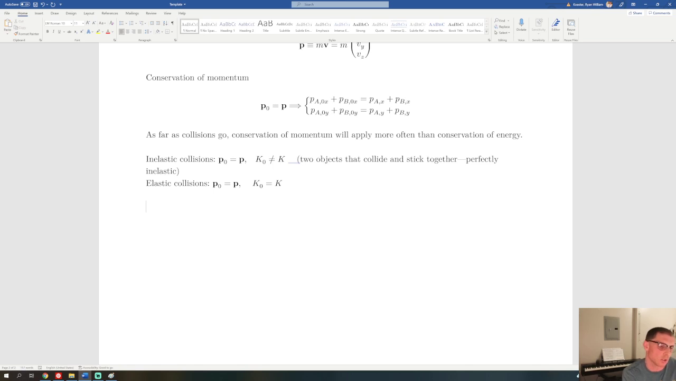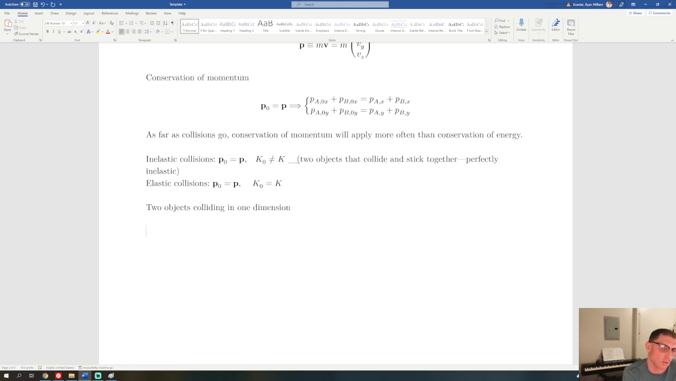So if we have two objects colliding in one dimension, how do we differentiate between elastic and inelastic if it's not stated? I wouldn't really worry so much about that.